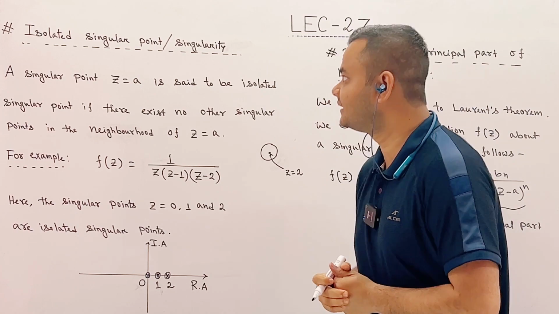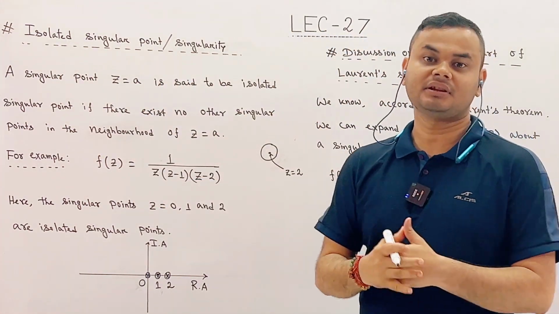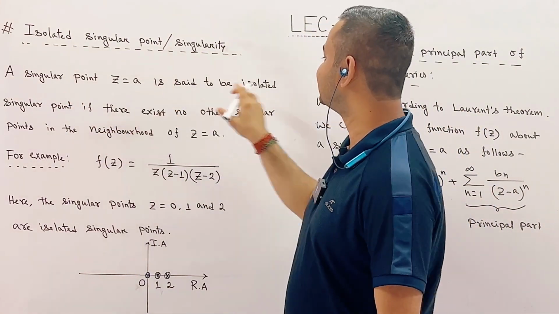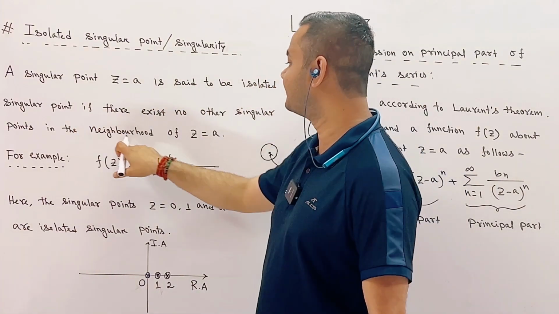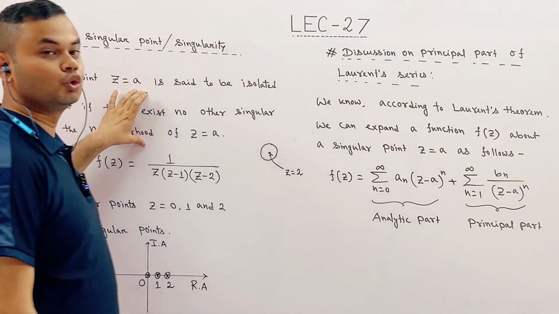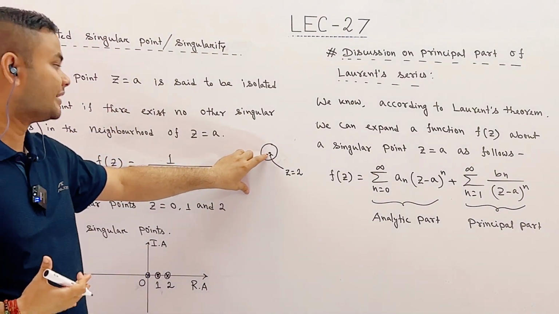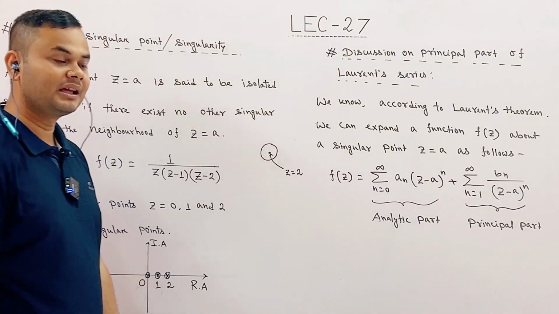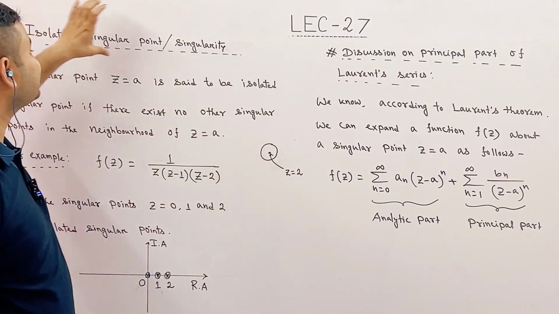Next, I am going to define what is isolated singular point or isolated singularity. First, let me read the definition. A singular point z equal to a is said to be isolated singular point if there exist no other singular points in the neighborhood of z equal to a. Now, let us understand this definition through one example. Suppose z equal to 2 is a singular point. We assume that there is no other singular point in the neighborhood of z equal to 2. Then under this condition, the point z equal to 2 is said to be isolated singular point.